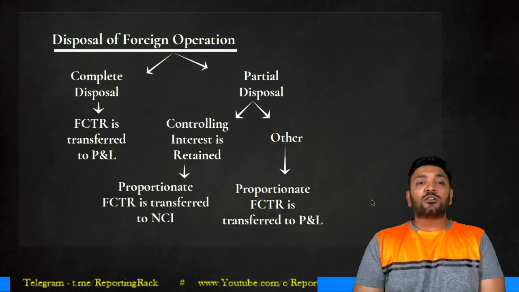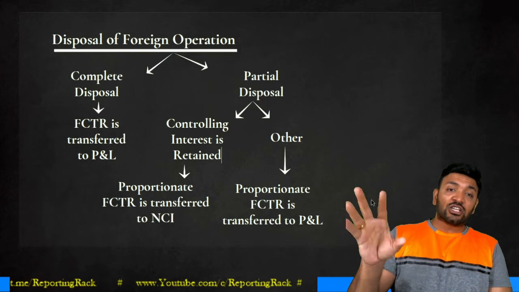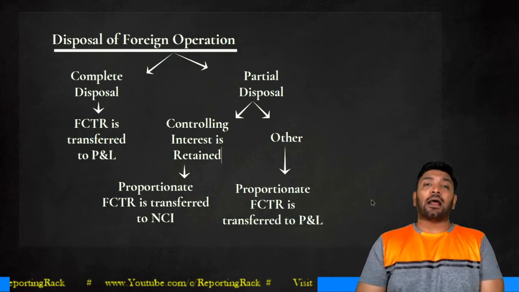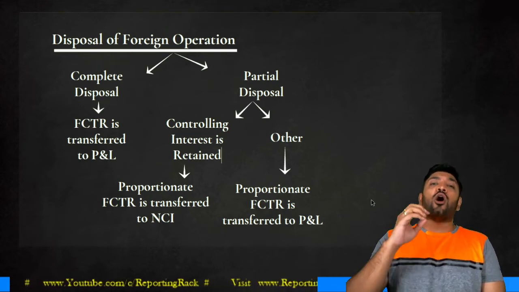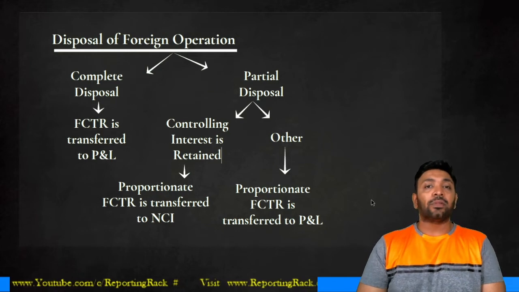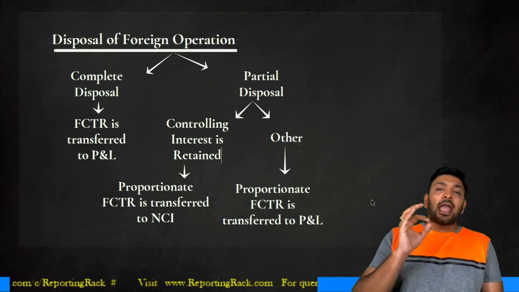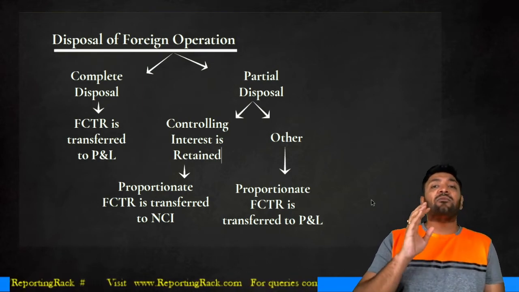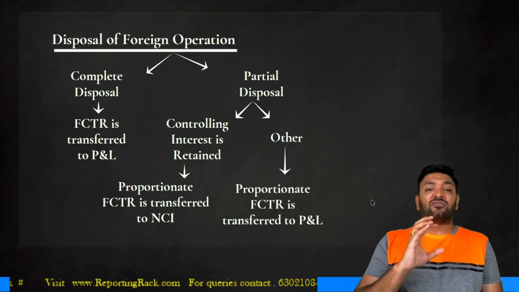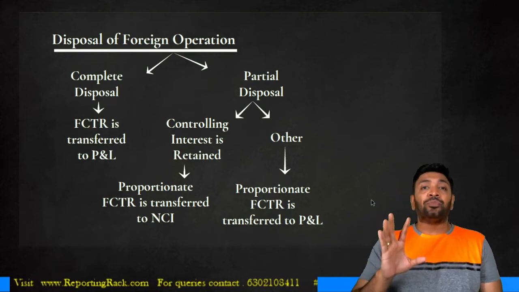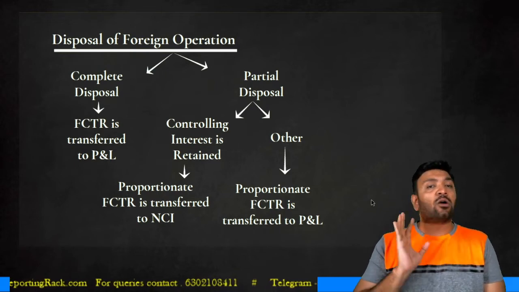What happens when I dispose of a foreign operation? Dispose means I sell out the division or I completely shut down those foreign operations. In such case, what happens? If there's a complete disposal, that means it was a subsidiary and I sold out all the shares in the subsidiary to another enterprise. In such cases, whatever FCTR has already been accumulated, every year I kept on accumulating the FCTR due to the differences which are arising on translation, all those accumulated FCTR should be transferred to P&L, either to the credit of P&L or debit of P&L, depending upon the balance in FCTR account.